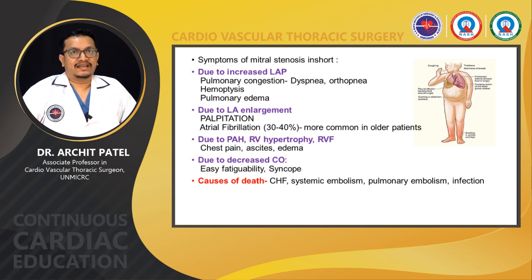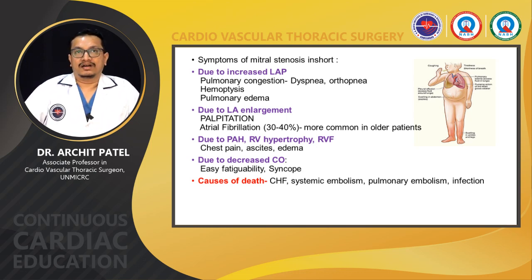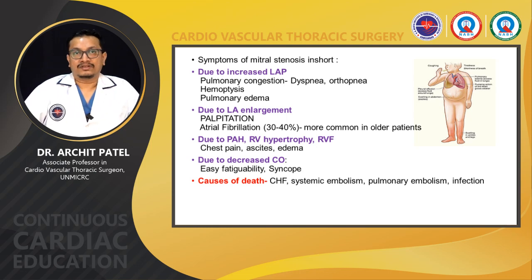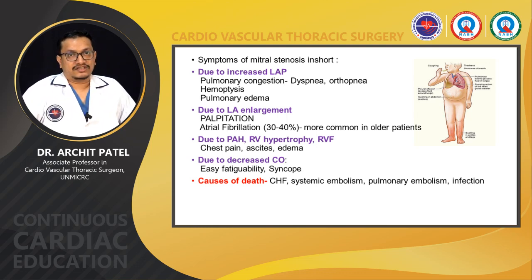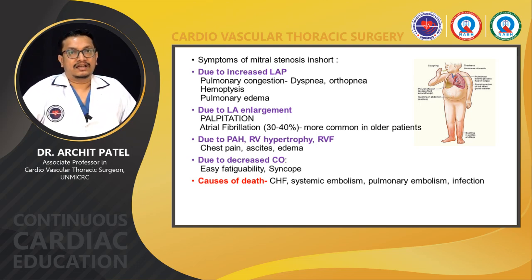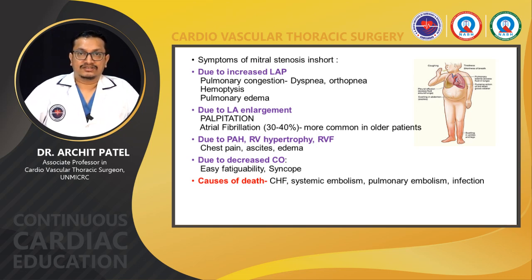Due to increased LA pressure: pulmonary congestion, dyspnea, orthopnea, hemoptysis, pulmonary edema. Due to LA enlargement, the patient may experience palpitation, atrial fibrillation. Due to PH, RV hypertrophy, RVA, the patient may experience sudden chest pain. They have ascites, edema. Due to decreased cardiac output, easy fatigability and syncope. And causes of death are congestive heart failure, systemic embolism, pulmonary embolism and infection.